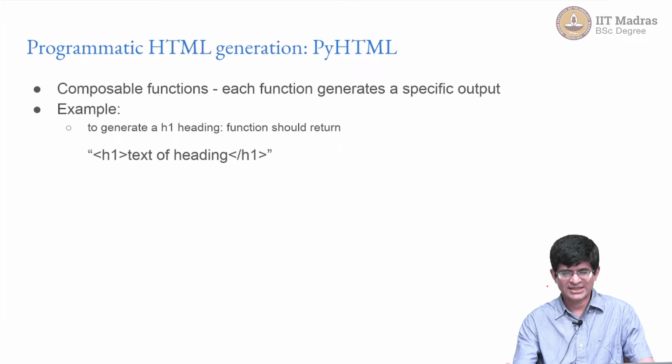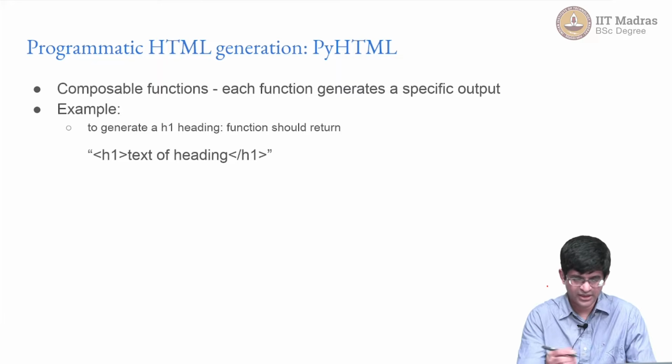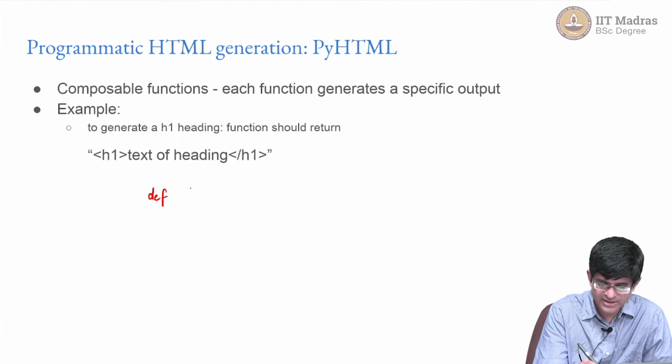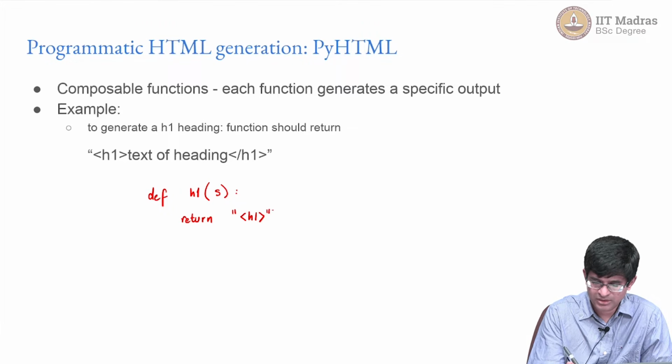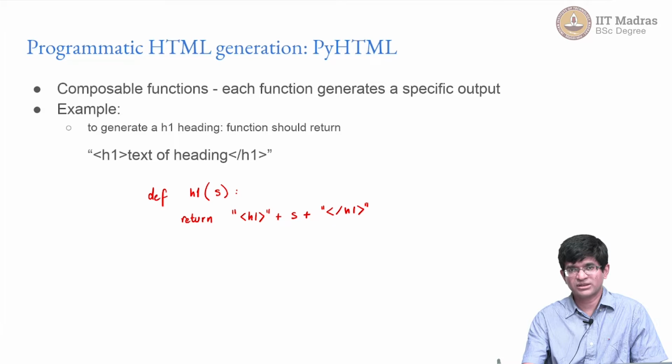And the first question that I would ask is, I want to generate a heading, right? So can I, for example, write a function that given a string would basically generate the h1 tags corresponding to that heading, right, and return that to me, right? So for example, I might have something which looks like this, def h1, and it takes a string as input, okay, and all that it does is return this plus the string plus the closing tag, okay. All that I have done is taken the tags h1 and /h1 and put them on either side of the string and returned it.